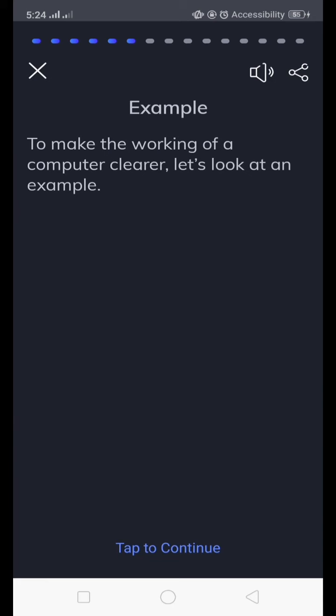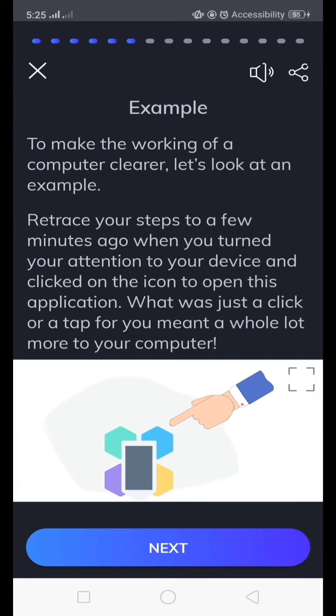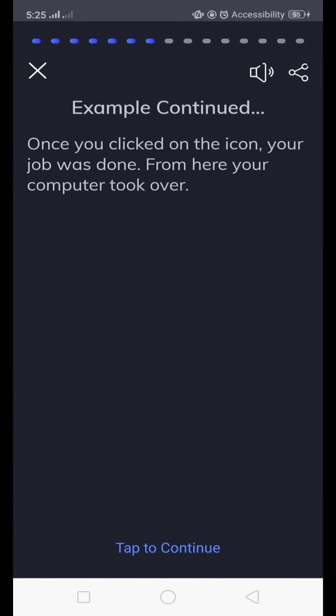To make the working of a computer clearer, let's look at an example. Retrace your steps to a few minutes ago when you turned your attention to your device and clicked on the icon to open this application. What was just a click or a tap for you meant a whole lot more to your computer. Once you clicked on the icon, your job was done. From here, your computer took over.